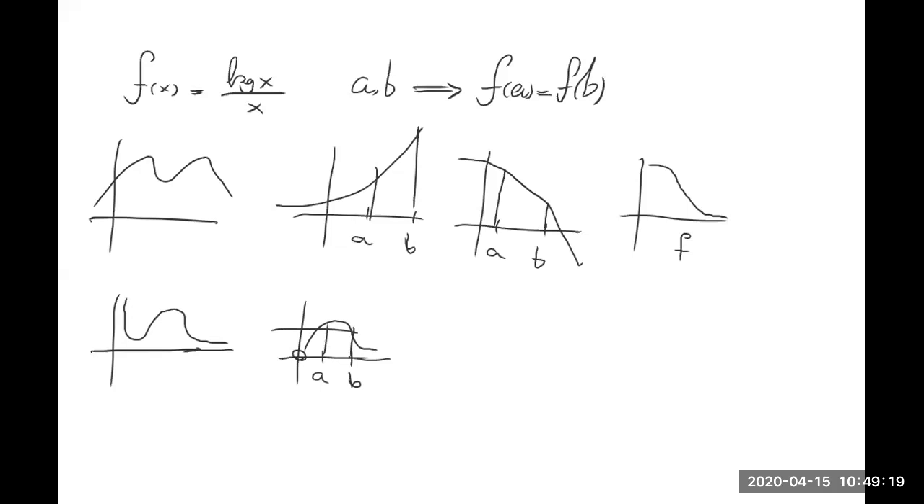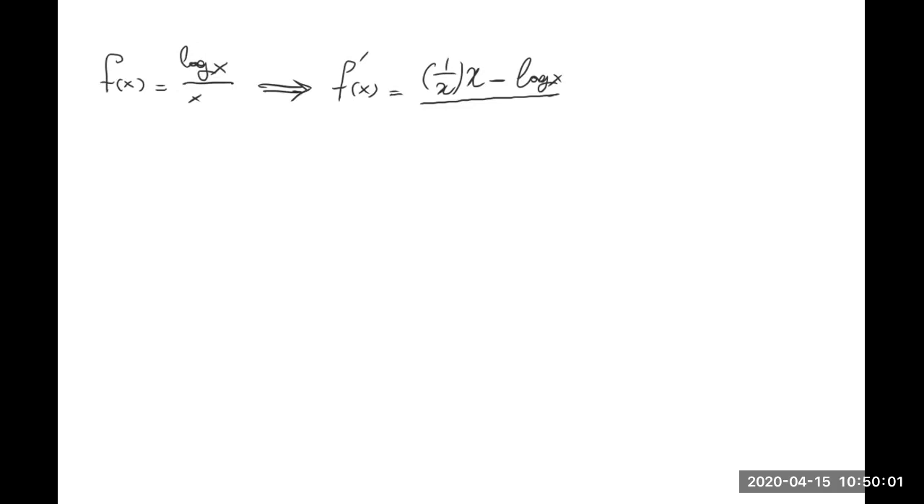So let's analyze the function. We have this function f of x equal log of x over x. We want to see if it's increasing, decreasing, or what. And the good tool in order to study that is looking at the derivative. The derivative of log of x over x, say that's ln, would be 1 over x times x minus the derivative of x times log of x, supposing the base of log is e, over x squared. So it's 1 minus log of x over x squared.